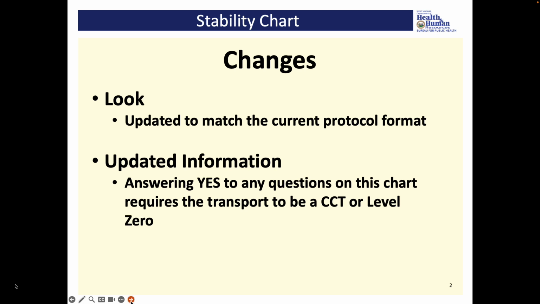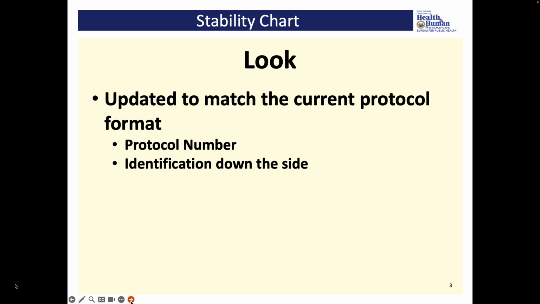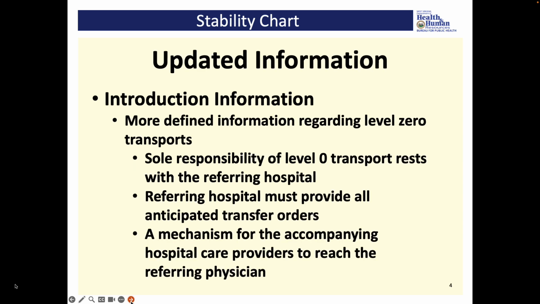And as it was before, on that stability chart, if you answer yes to any of the questions, that must upgrade that transport to a CCT or up to a level 0. It's updated to match the changes in how the protocol numbers are listed and the identification of what that protocol is to the right side. Some updated information. There's going to be a little bit more information contained in that regarding a level 0 transport.